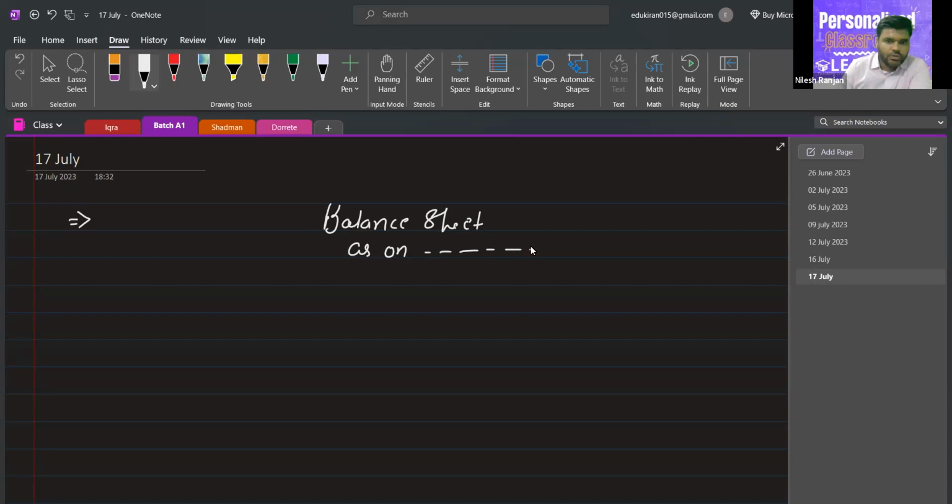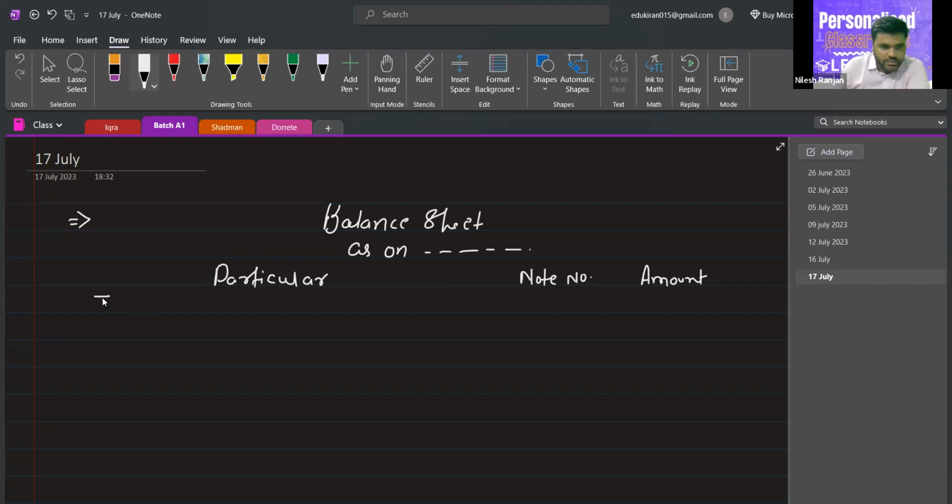Okay. So first we will write particulars and note number and then the amount. Generally, amounts of 2 years are written in the balance sheet, the current year and the previous year. So if there is 2 years data, then you can create two columns for that.